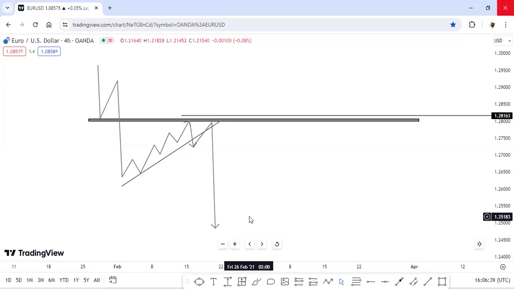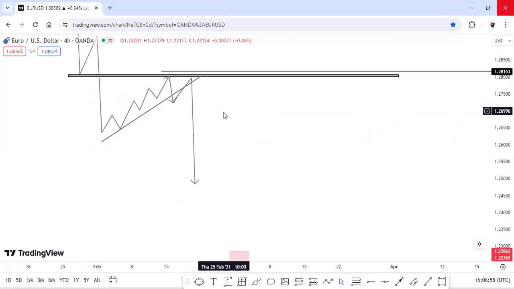I have done this backtest on EURUSD over and over again. So once I spot this particular pattern on EURUSD, I don't need to wait for it to come back and retest, because most of the time the market will rally down immediately.